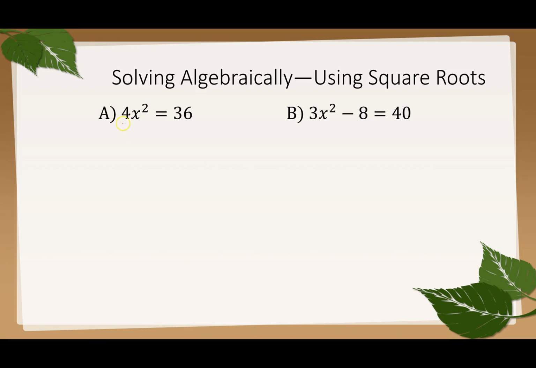Well, we're going to basically solve it just like a normal equation where we divide by 4 here to isolate our variable of x. But this time when the 4's cancel, I'm left with x squared is equal to, and 36 divided by 4 is 9. Well, what do you do here? This might be a review from Algebra 1, or maybe you've never seen this before.